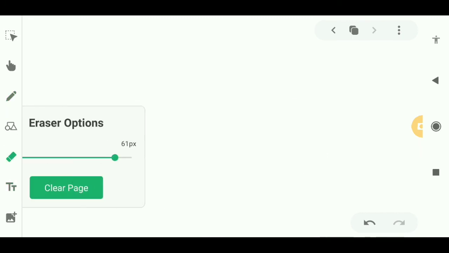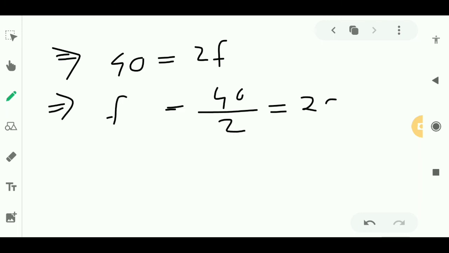So now this is becoming type. What is there? This one multiplied by 40 will be there, and this one twice f. So f will be 40 by 2. That means 20 is the answer.